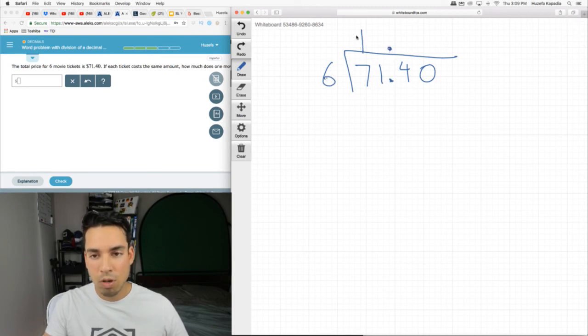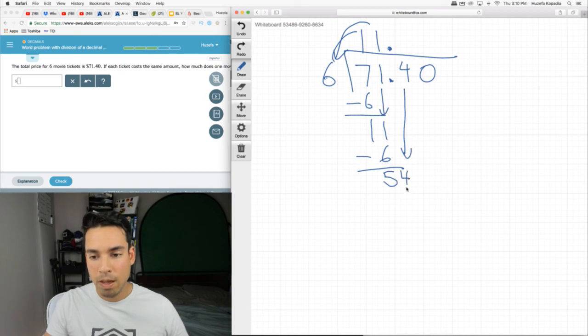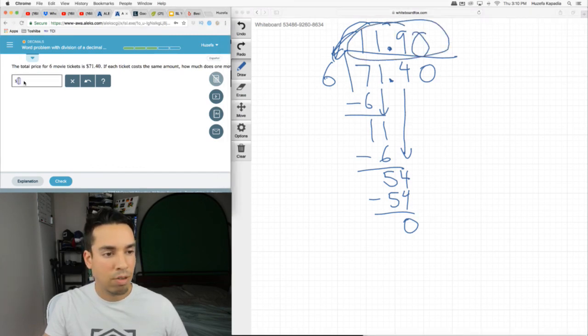6 goes into 7 once. 1 times 6 is 6. Subtract is 1. Bring down the 1. 6 goes into 11 once. Multiply, we got 6. Subtract, we got 5. Bring down the 4. 6 goes into 54 9 times. 9 times 6 is 54. And we're done. But since we got a 0 here and we're done with the division, just add a 0 for good measure. And the price is $11.90.